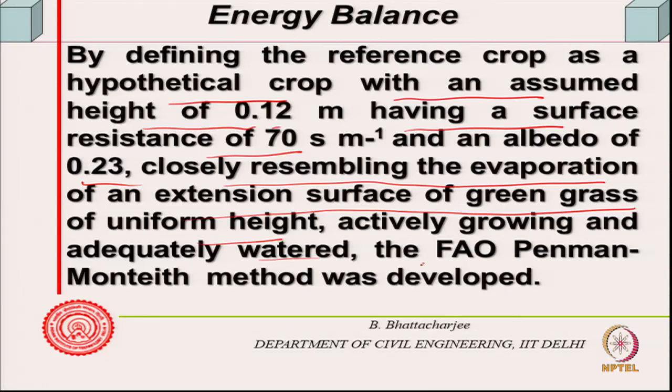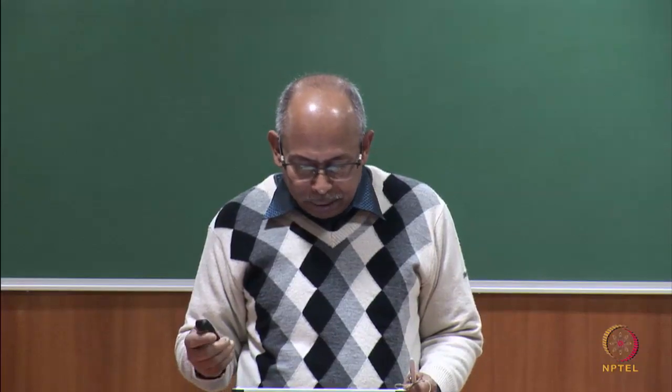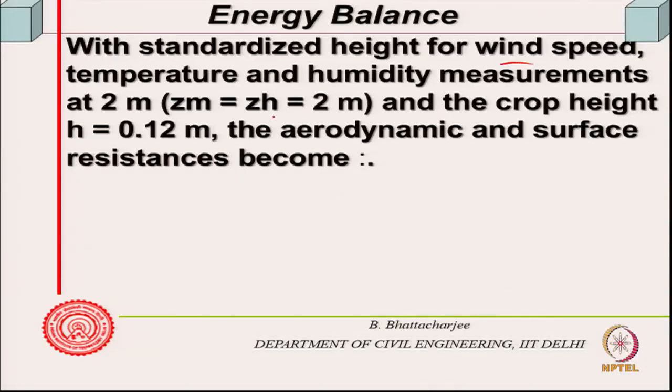The FAO Penman Monteith method is developed based on this actually. So this model, right, Food and Agriculture Organization, and the American Society of Civil Engineers, they did it. So this model was developed based on this for a reference crop with measured, accepted resistance value from the soil to the crop and resistance value from crop to the 2-meter standard height, right. So this is what it is. So standardized height for wind speed, temperature and humidity at 2-meter and crop height of this, the aerodynamic and surface resistance has become.